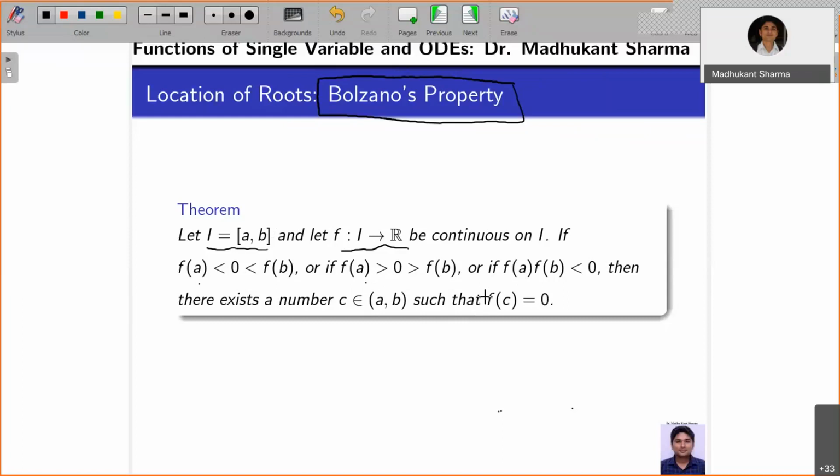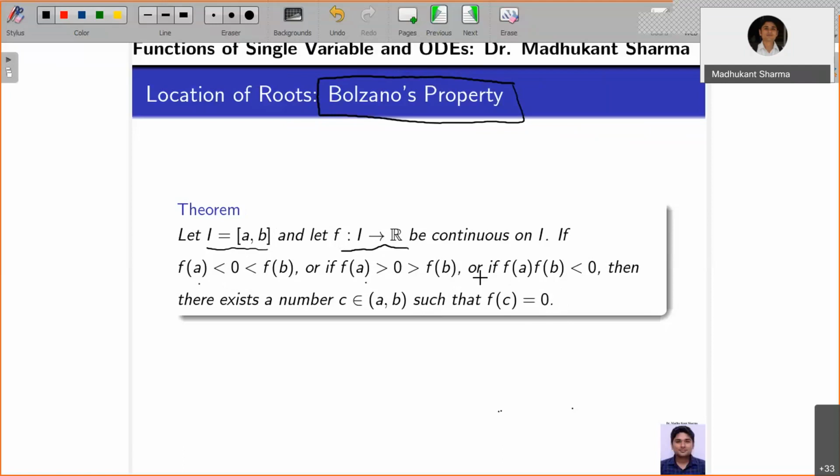So this Bolzano's property gives the guarantee that there is at least one real root for a continuous function which satisfies the following property. If you are able to locate two points a and b such that the corresponding images are of opposite sign, then you will always be able to identify a root of f at some c inside the interval (a, b).